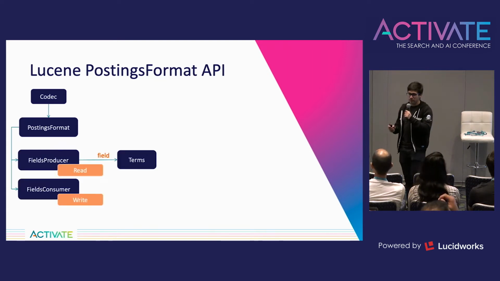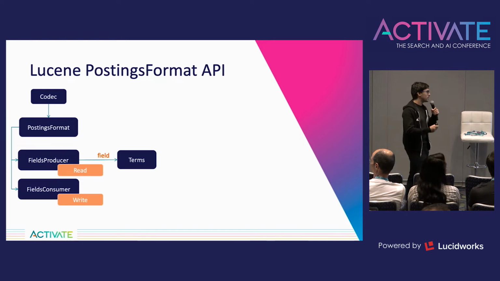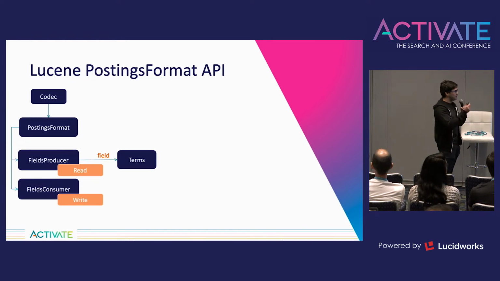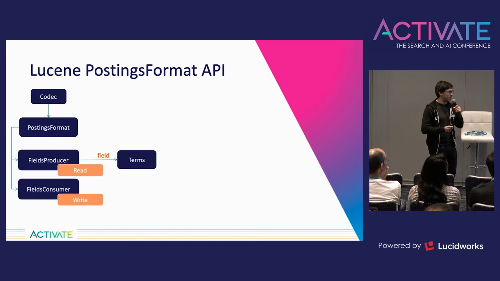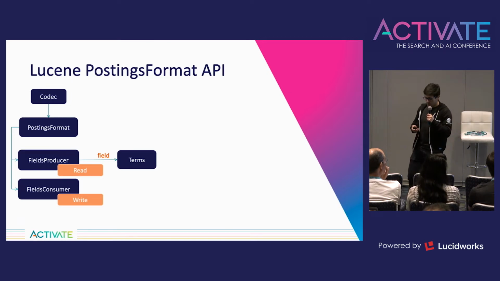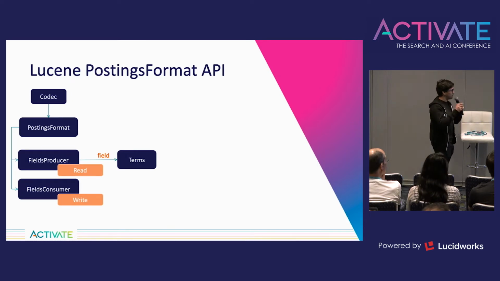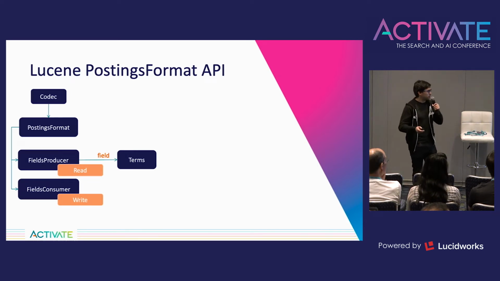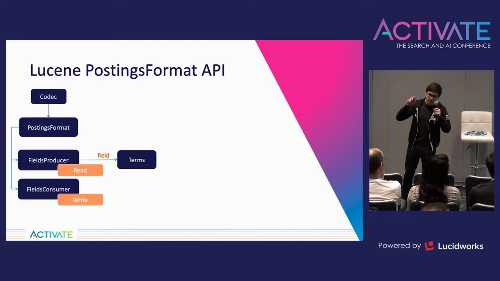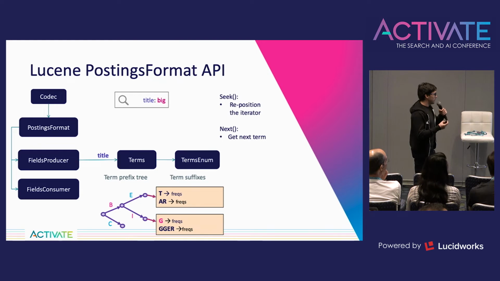So first thing to know, the PostingsFormat API is layered also. It provides you a fields consumer to write the inverted index and a fields producer to read and search on it. Each time you request the terms dictionary for a given field, you will generate inside the fields producer a terms instance. It will be clearer if I explain with an example.